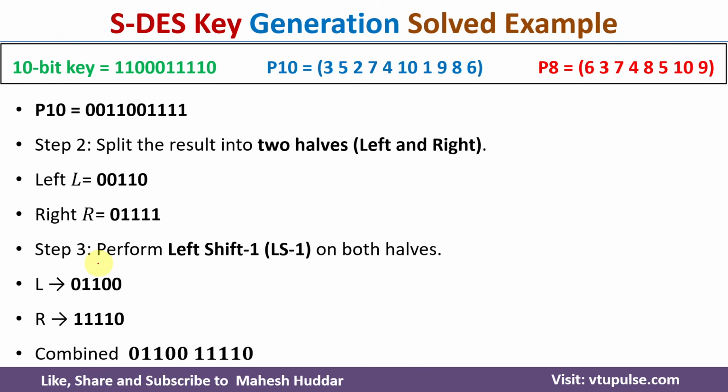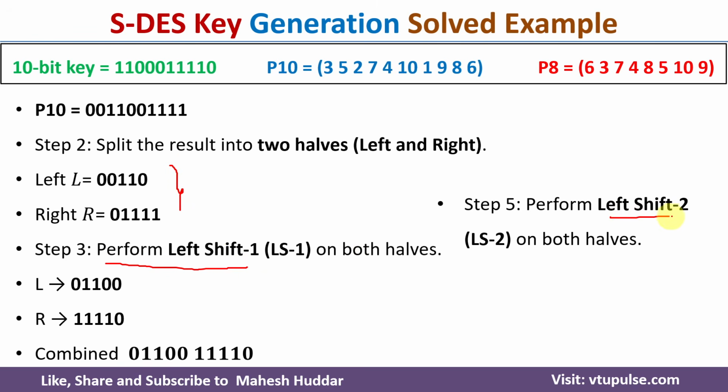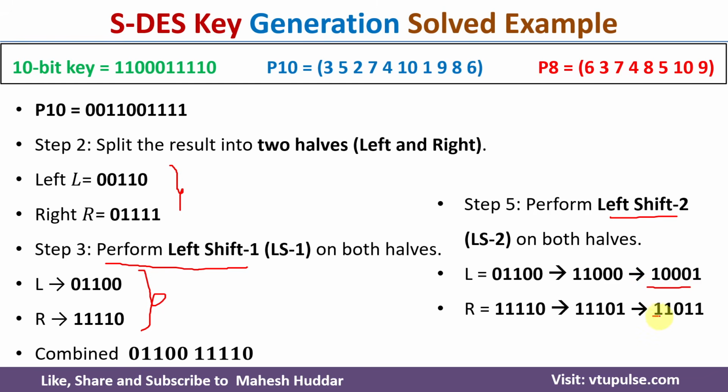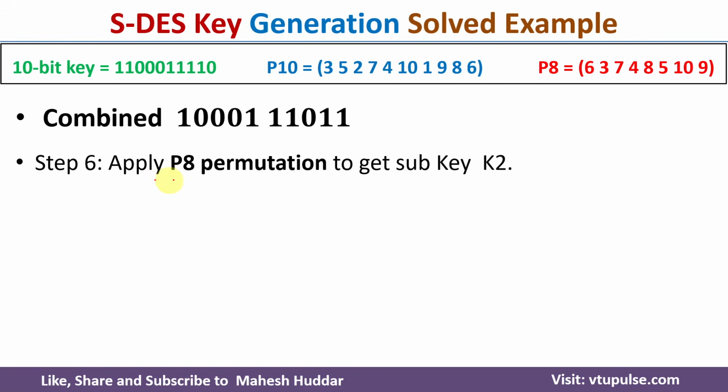In the third step of the SDES key generation algorithm, we performed the left shift 1 on these two sets. But in the fifth step, we need to perform left shift 2 on these two sets. Once you do that, L will become 10001 and R will become 11011. After that, we need to combine this L and R. So we get 1000111011. In the next step, we need to apply the P8 permutation to get the subkey K2.